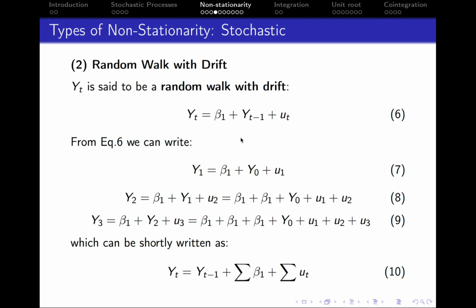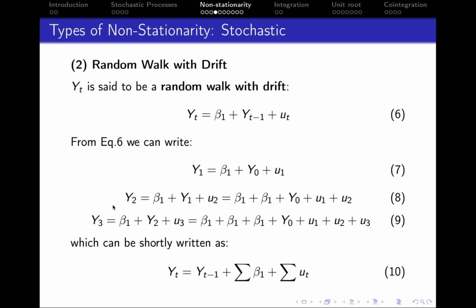So let's, for example, get the value of y in the first period. So we substitute 1 instead of t, and we get that y1 is equal to the constant plus y0 plus u1, right? So 1 minus 1 is 0. If we want to get the value of y in the second period, we substitute the value of 2 into the equation. So we get beta 1 plus 2 minus 1, which is 1, so y1 plus u2. And we have the equation for y1, here it is. So let's substitute it into the equation, and we get beta 1 plus y0 plus u1 plus u2.